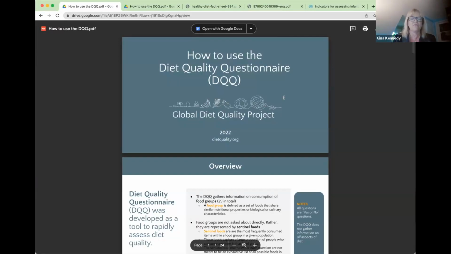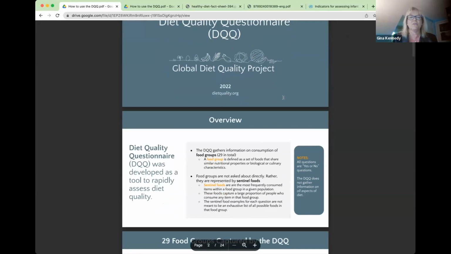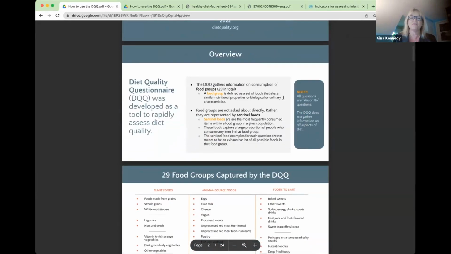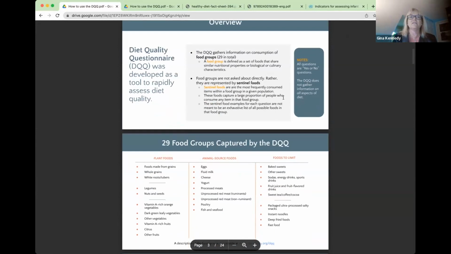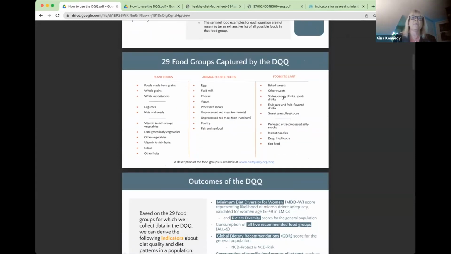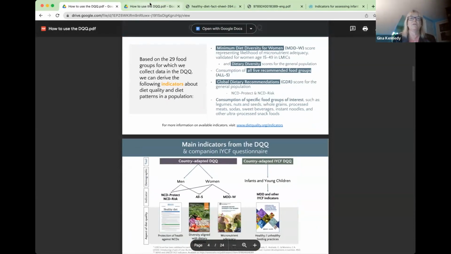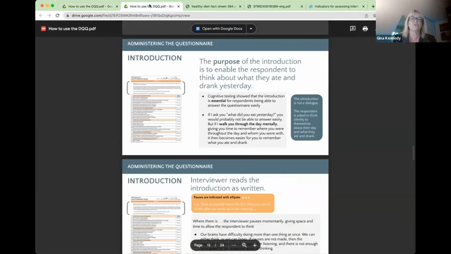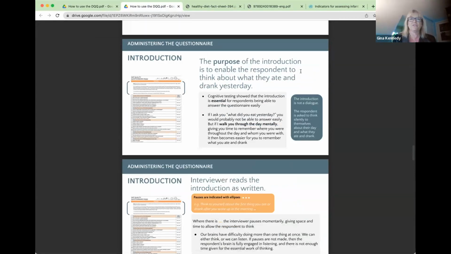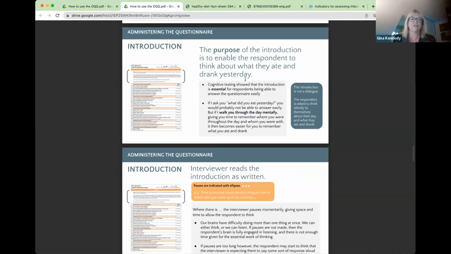So it starts off with an overview. It discusses with you the 29 food groups that are part of the Diet Quality Questionnaire. It discusses, broadly, some of the key indicators that can be calculated from collecting this data. And then if you keep going, the resources become more practical, and it shows you exactly what you need to do to train others to use the Diet Quality Questionnaire, and how to record answers, and how to practice administering the Diet Quality Questionnaire in pairs.